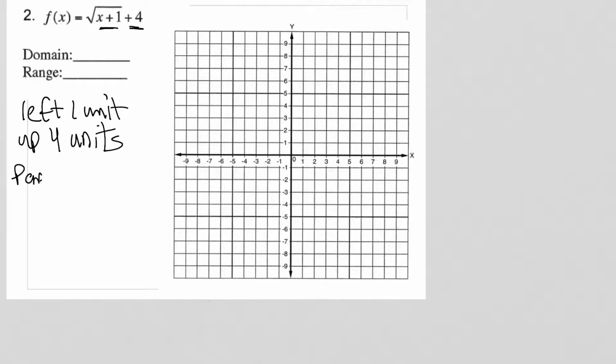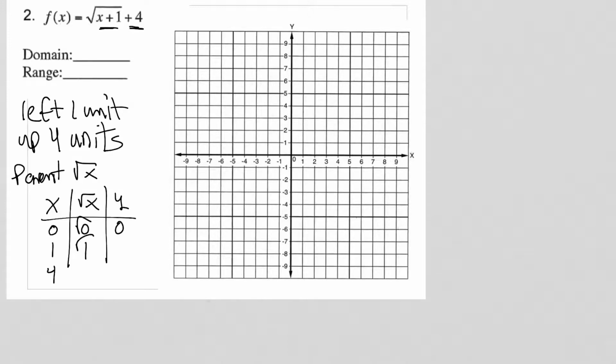What is the parent function? It is the square root of x. All right, let's get some points here for the square root of x. I want to have perfect square numbers, so I'm going to choose 0, 1, and 4. The square root of 0 is 0. The square root of 1 is 1. The square root of 4 is 2. These are the 3 points I'm going to plot. So let's go ahead and do that. 0, 0, 1, 1, 4, comma 2. All right, here's my parent function.